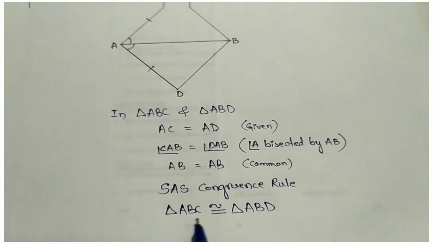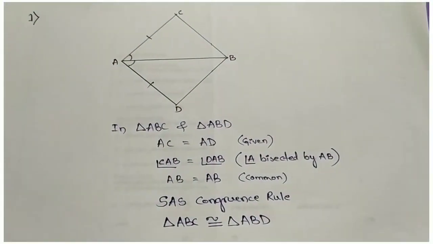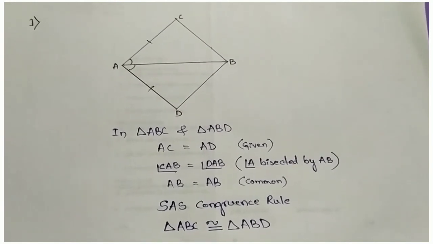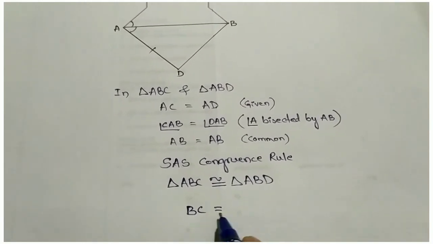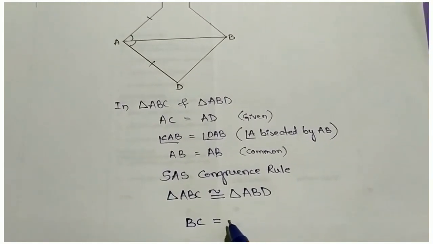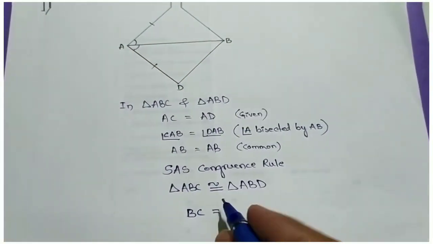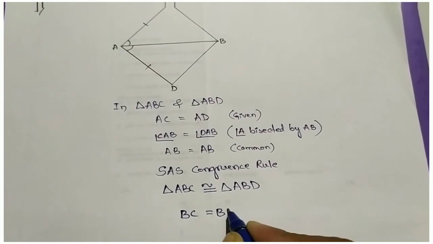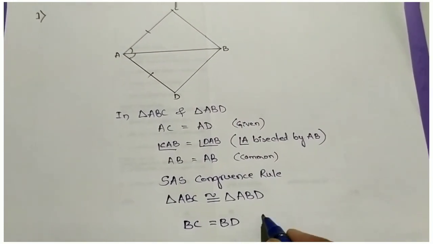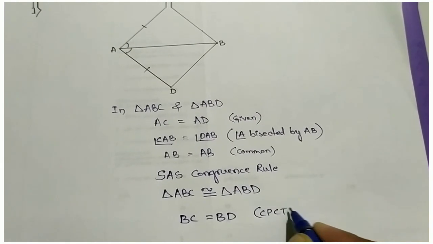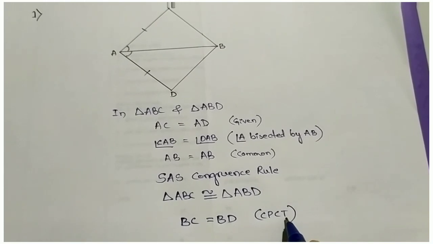If these two triangles are congruent, then their corresponding parts will be equal. So BC is equal to what? BC is equal to BD. Both are equal sides. So here you have to write CPCT. What is CPCT? Corresponding parts of congruent triangles.